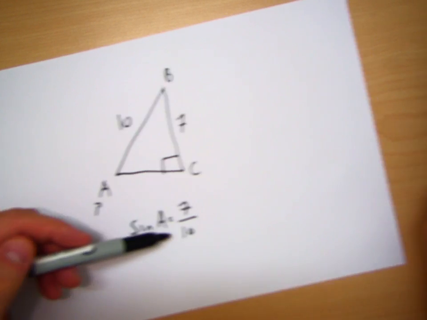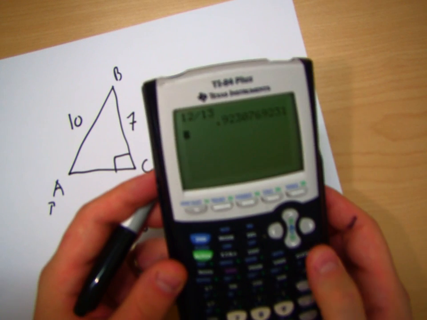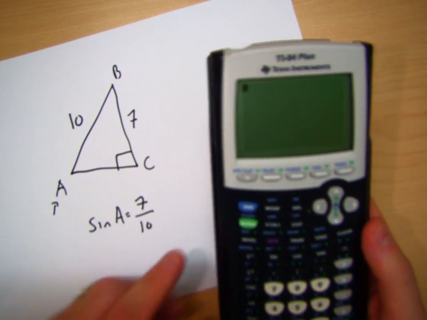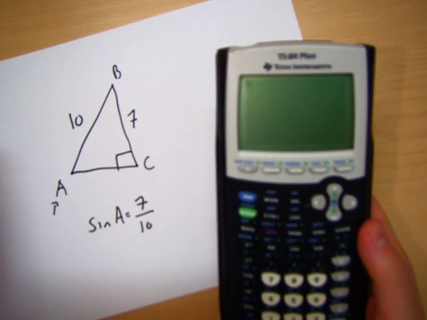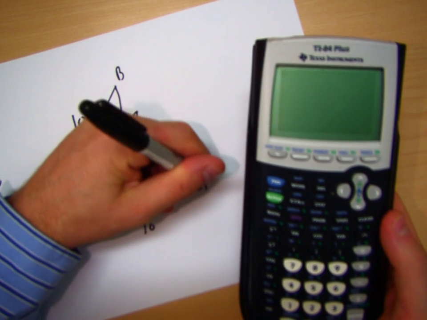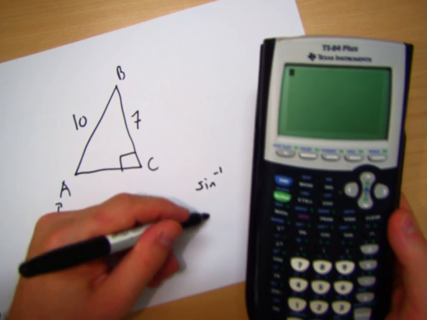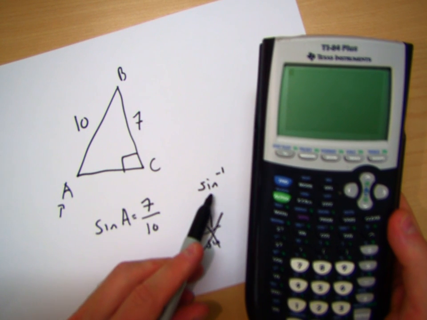What I'm going to do is go to my calculator now, okay, and find out what angle A is. How I do that is, right here I see sine, but right above it I see sine negative 1. Now don't interpret that as 1 over sine. It doesn't mean that. Okay? It means the inverse of sine.